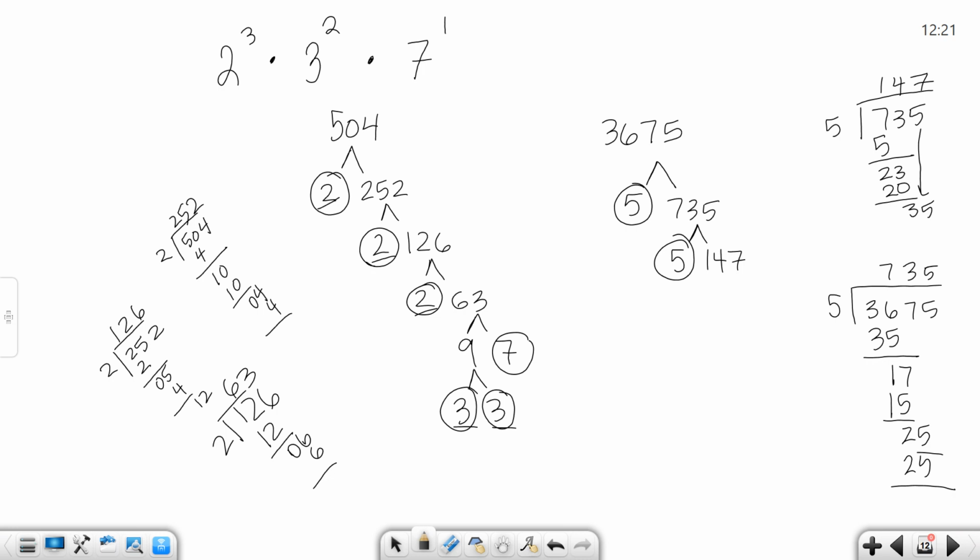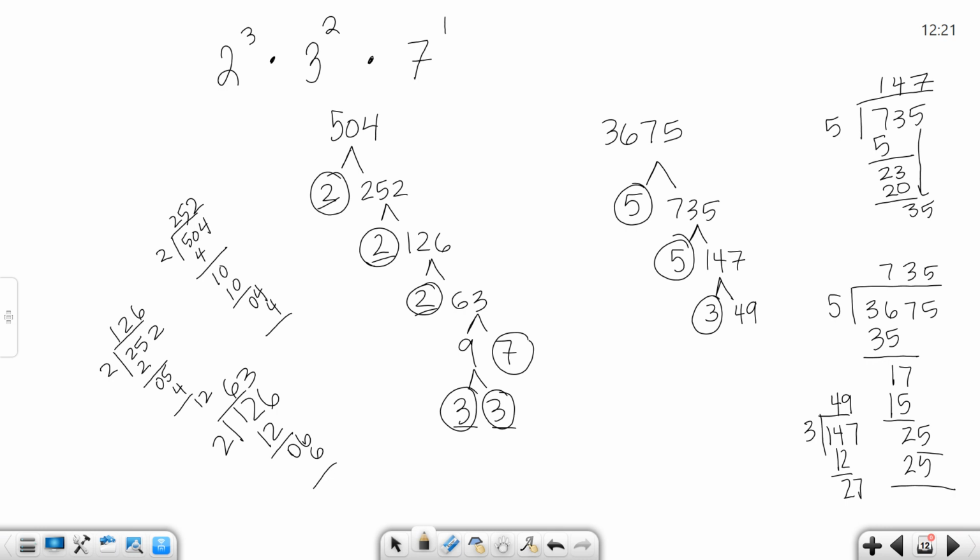So 147 is not divisible by 2, but if I add up its digits, 7 plus 4 plus 1 gives me 12. Okay, so that means it would be divisible by 3, using my divisibility rule for 3 that we learned earlier. So divide 3 into it, and I get 49.